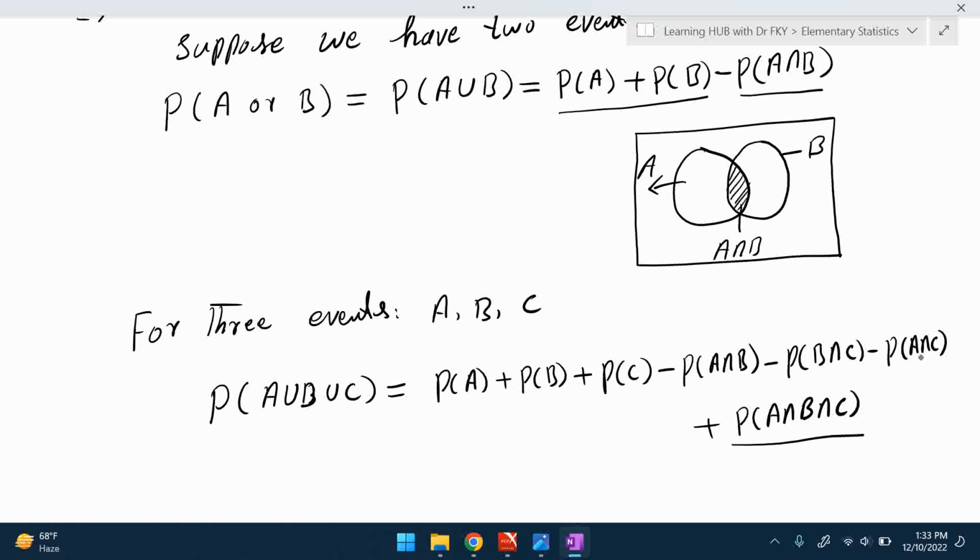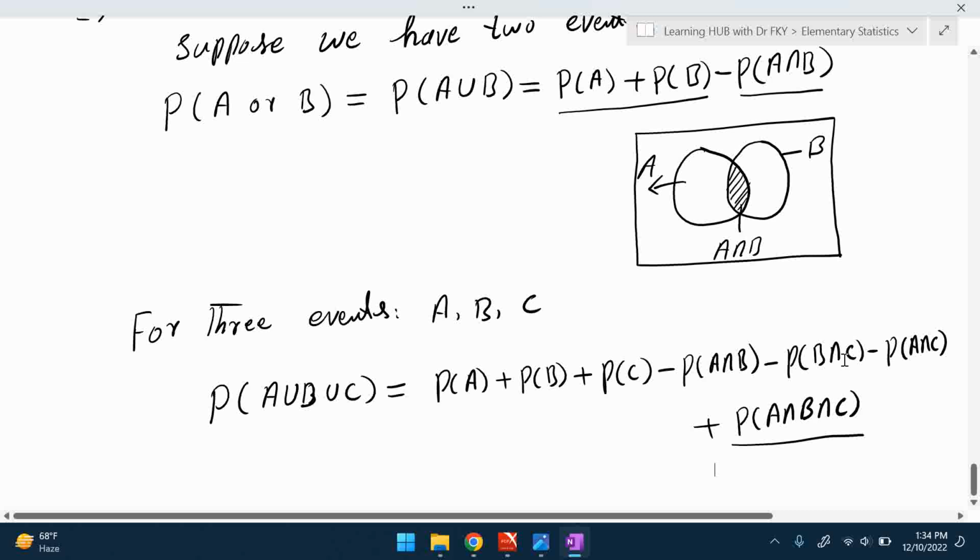Why am I using this addition? Because I am subtracting twice each component. Like A: A is in the intersection with B, and this is removed once. A is in the intersection with C, and this is removed another time. So two times it is removed here. B is in the intersection with A, removed once. B is in the intersection with C, removed once. So two times removed. That is why I am adding it once.